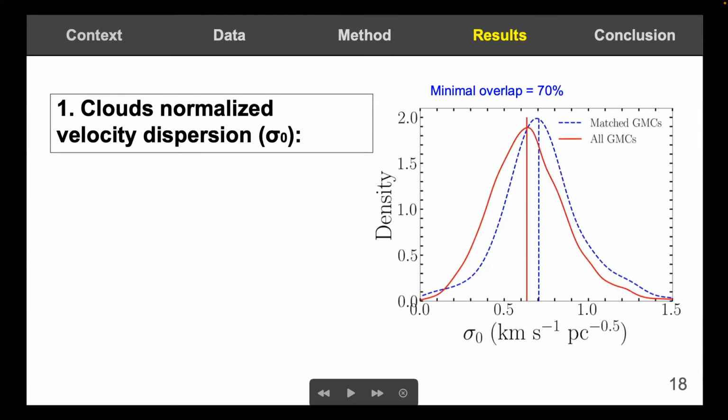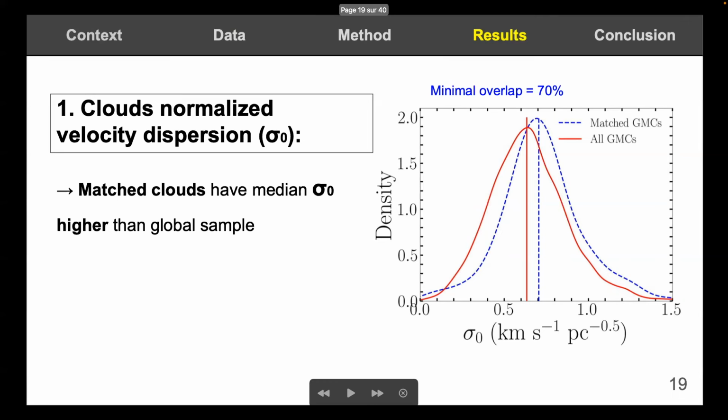Now we can do the same thing for the cloud normalized velocity dispersion. So you can see again in red all the sample, in blue the clouds that are matched with an H2 region, and again there is a shift towards higher values, and again this shift increases with the minimal overlap percentage. So to summarize, the clouds that are coincident with an H2 region have on average a higher peak temperature and a higher normalized velocity dispersion, so a higher turbulence.